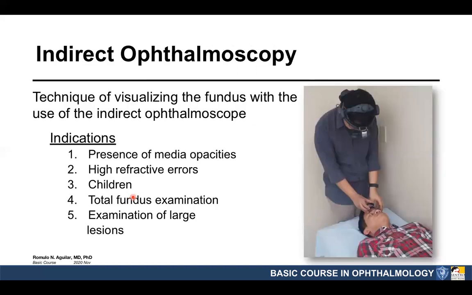So indirect ophthalmoscopy is a technique of visualizing the fundus with the use of the indirect ophthalmoscope. Indications would be the presence of media opacities. As we said, it has stronger light, so it can penetrate moderate to mild cataracts. When the patient has high refractive errors, you can use it on children. If you want total fundus examination, meaning all the way to the periphery, and if you want to examine large lesions, because with large lesions, with the use of the direct ophthalmoscope, you might just see part of the lesion, and you will not be able to outline the whole lesion.